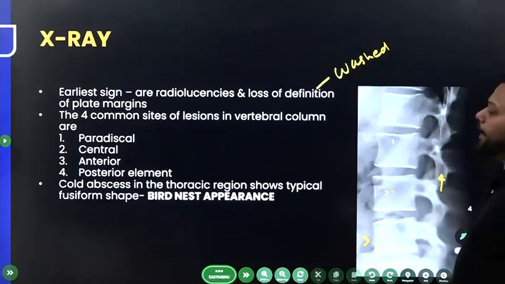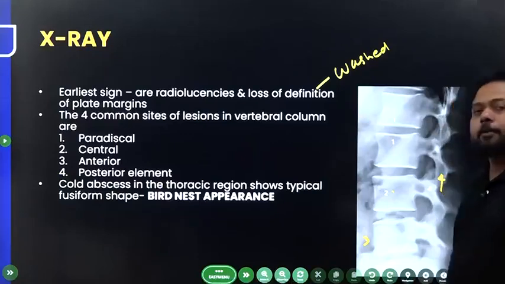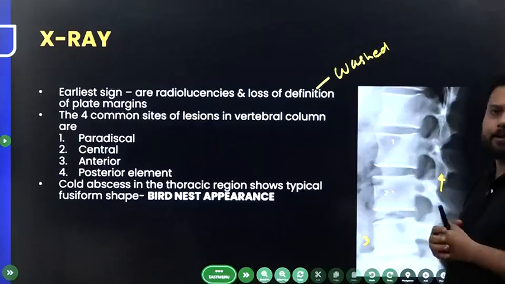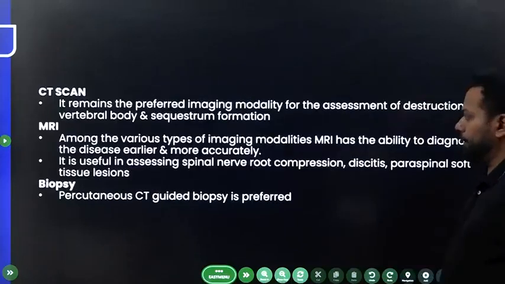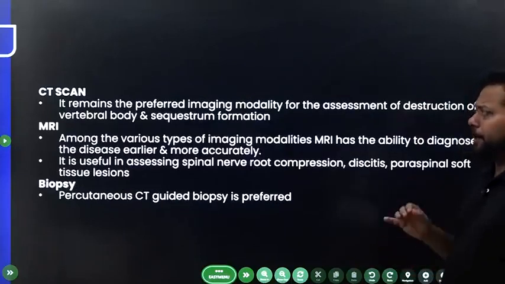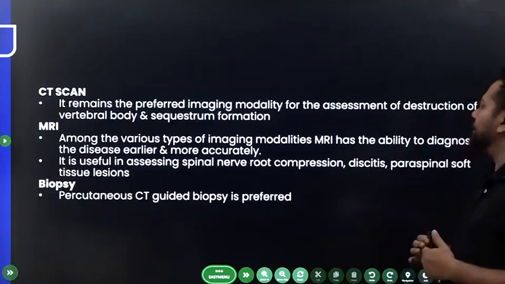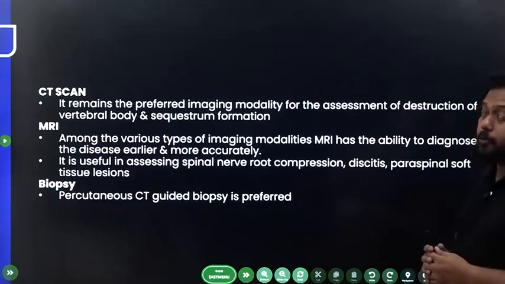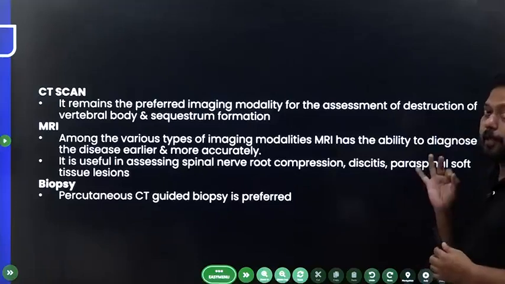Rarest site. A cold abscess in the thoracic region shows a typical fusiform shaped shadow, and that is called bird nest appearance. CT scan remains the preferred imaging modality for assessment of destruction of the vertebral body and sequestrum formation. It will give you a clearer picture than X-ray. There is no doubt.